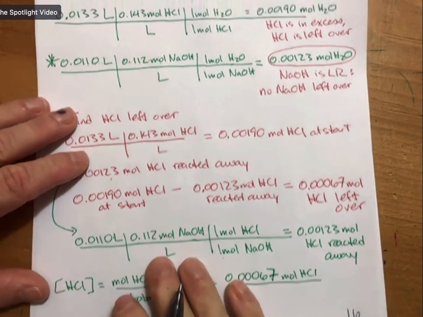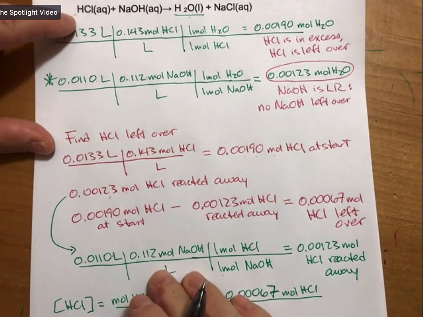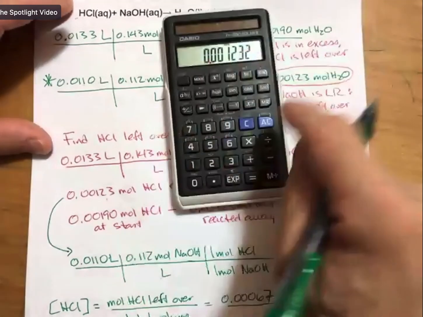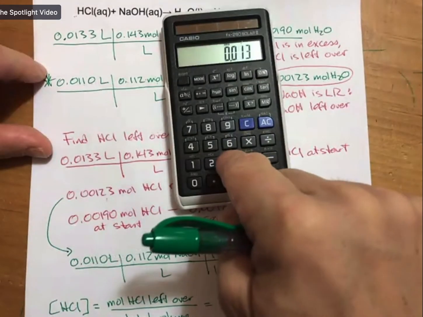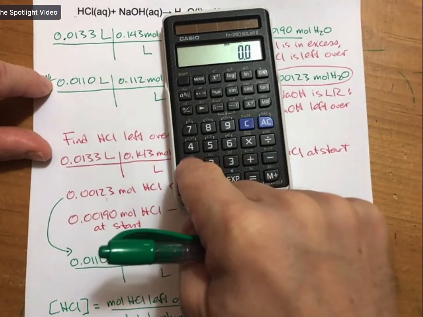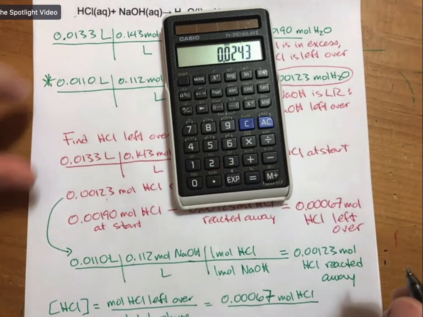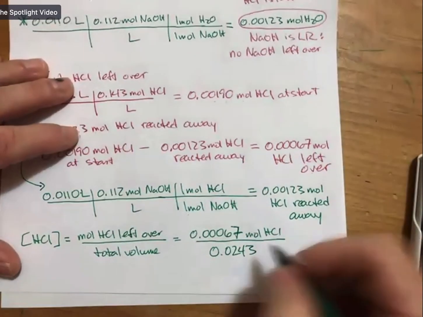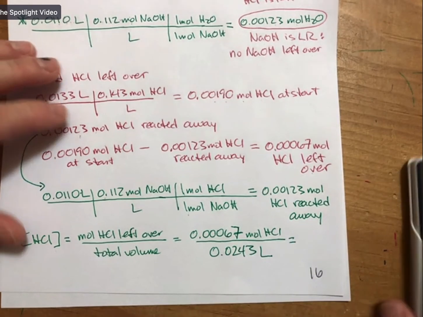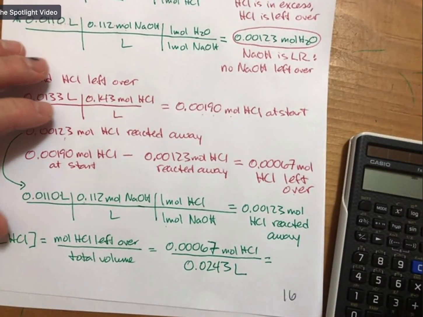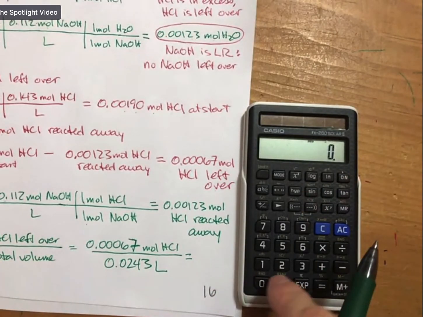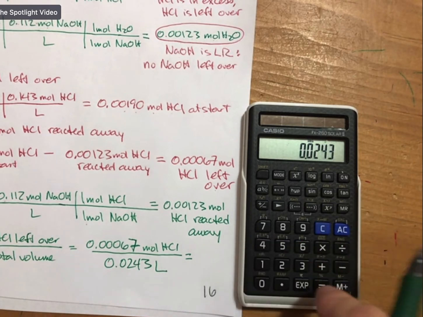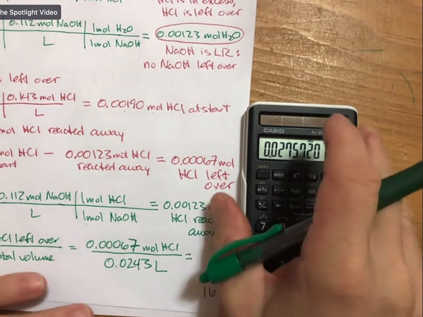And my total volume is going to be the sum of my two volumes here. So I'm going to add these numbers up to get my total volume. 0.0133 plus 0.0110 is 0.0243. That's in liters. And to do this calculation, 0.00067 divided by 0.0243, I get 0.0276 to 3 sig figs.